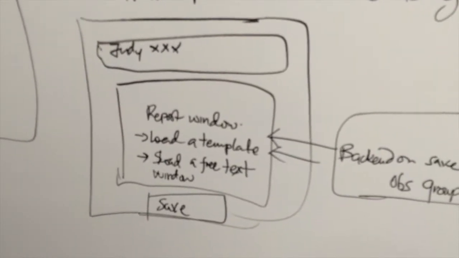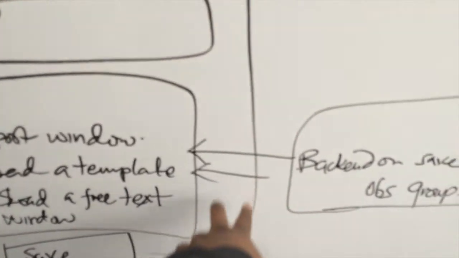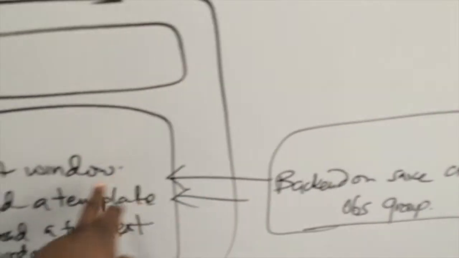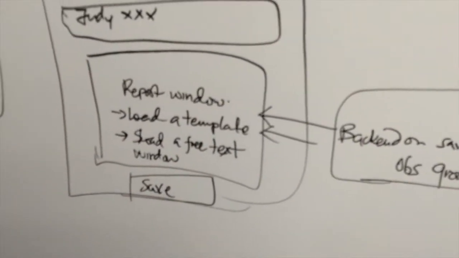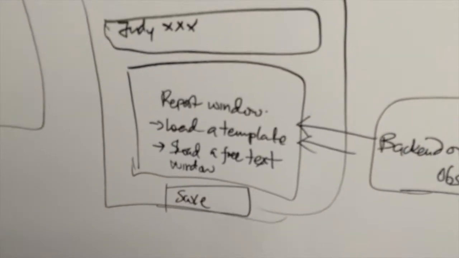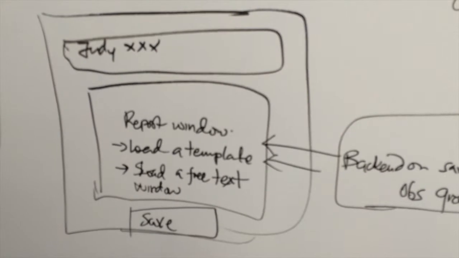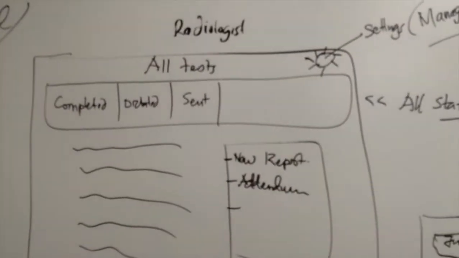So you should either be able to load a template. On this side, you should have available templates that someone can click, and it transfers the template to this end, and then the radiologist can load the template, dictate, and then save it. On the back end, once it's saved, you save this as an OBS or an OBS group.